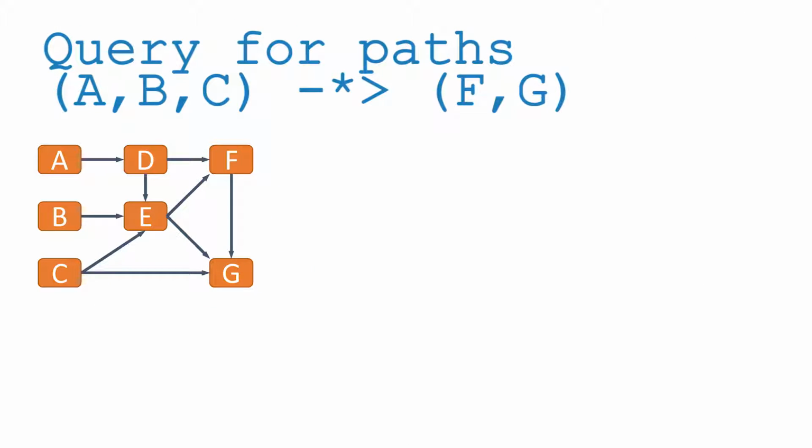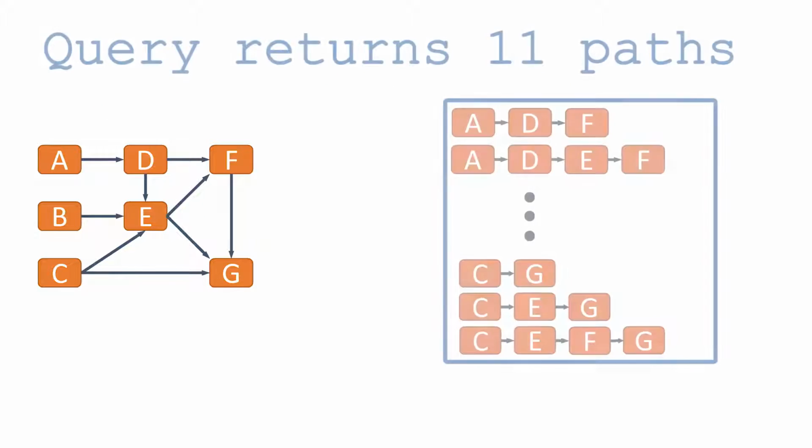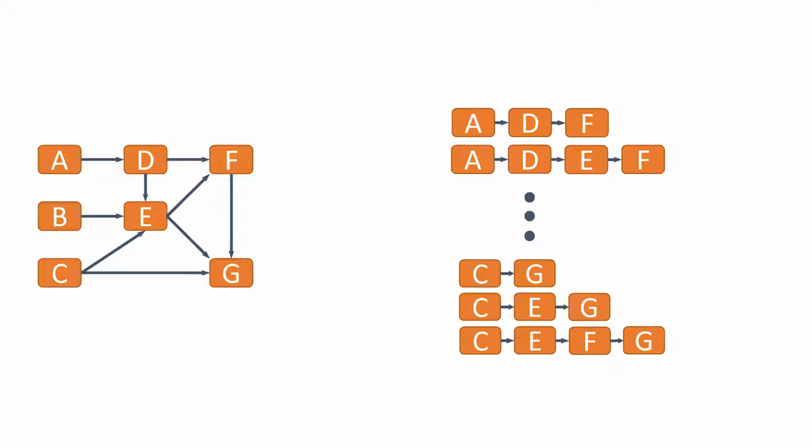Suppose we query a large graph for paths connecting the nodes A, B, and C to the nodes F and G. The query returns a graph that contains 11 paths connecting these nodes, but understanding these paths is challenging. For example, a question such as, which of the starting nodes have more connections to nodes F and G is difficult to answer with traditional graph visualization techniques.